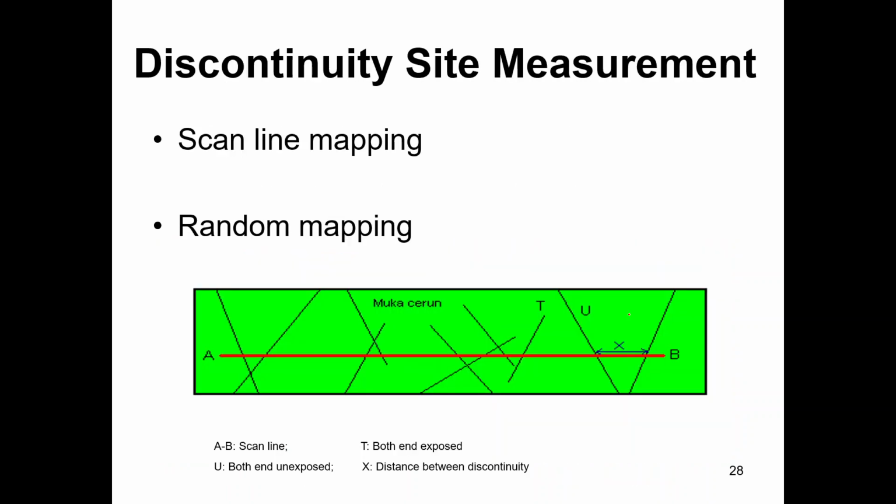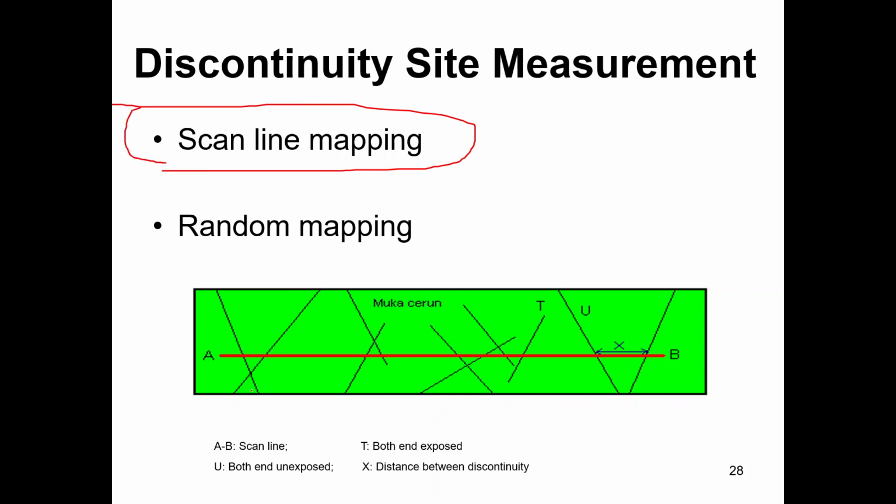So how do we measure? We can measure the discontinuity in the field. This just refreshes what we did in Lab 4. In Lab 4 you just did the assessment and analysis, but you didn't know where the data came from. So now we tell you that the data come from scan line mapping. What we did in Lab 4 is from scan line mapping.